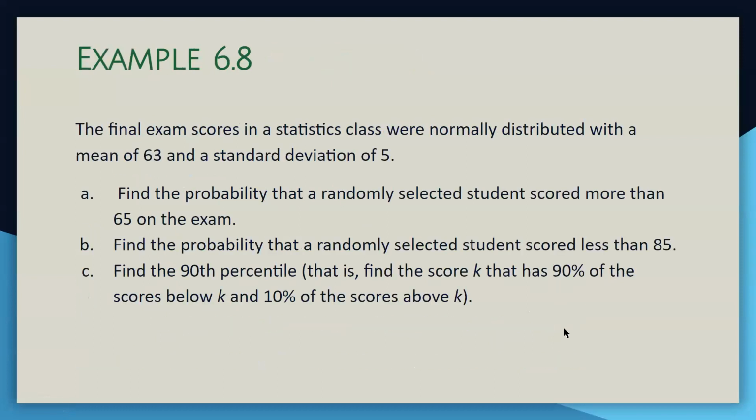Okay, so we're going to do some examples so that you can see how this looks. And I'll try and do it both with the TI-84 and GeoGebra so you can see how it looks on both. So this one says the final exam scores in a statistics class were normally distributed with a mean of 63 and a standard deviation of 5. Find the probability that a randomly selected student scored more than 65 on the exam. Find the probability that a randomly selected student scored less than 85. And find the 90th percentile. That is, find the score K that has 90% of the scores below K and 10% above.